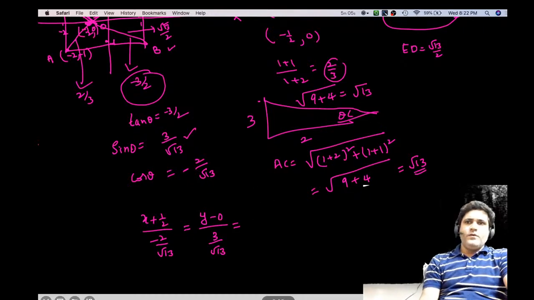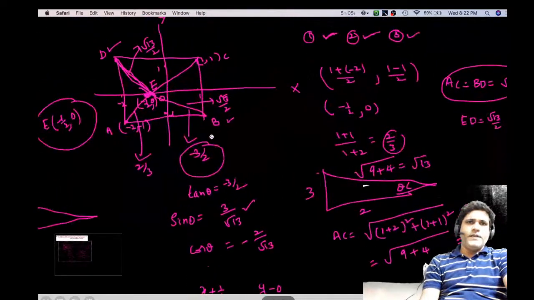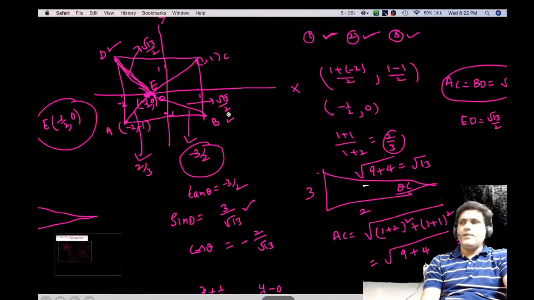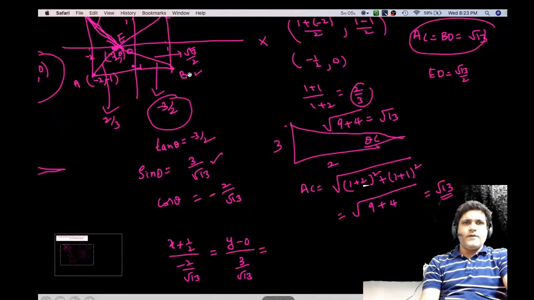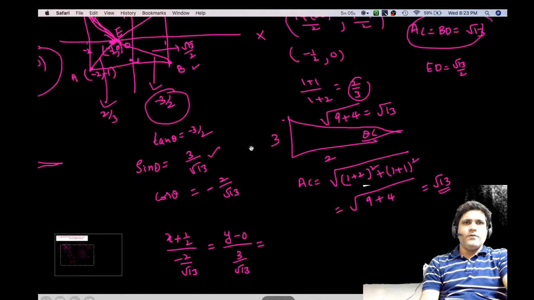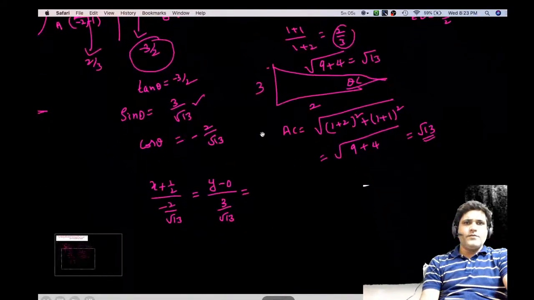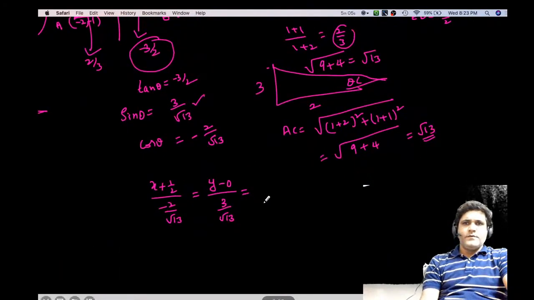If the point is relatively downward, R is negative. If the point is relatively upward, R is positive. So here for B, you take R as negative, that is minus root 13 by 2. For D, plus root 13 by 2. That is plus or minus root 13 by 2.